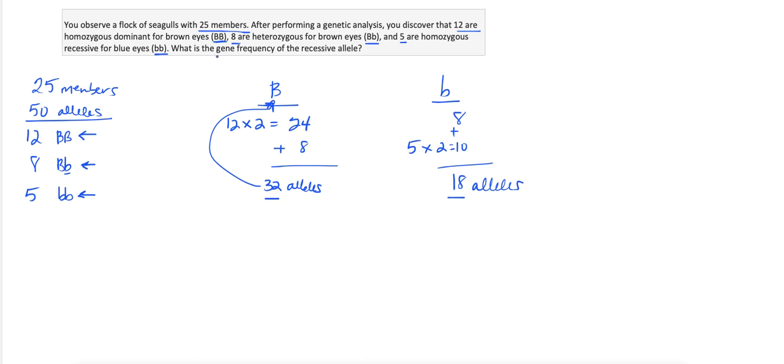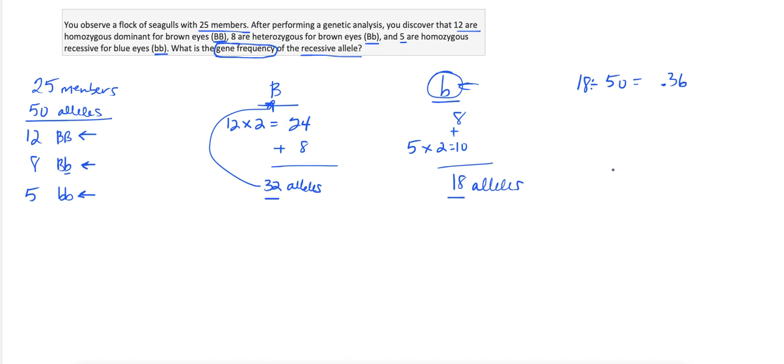And the question is asking us, what is the gene frequency of the recessive allele? So of the recessive form, what's the frequency? In other words, how many alleles of the recessive compared to the total number of alleles in the population? So we say 18 divided by the total, 50, and we get 0.36. Now that gives us the gene frequency.